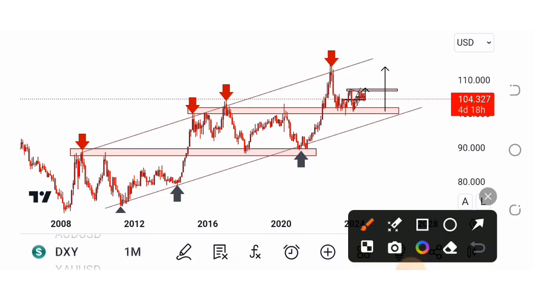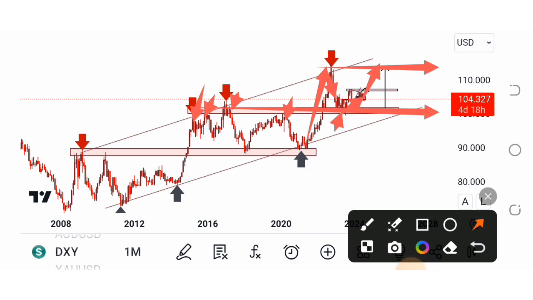You can clearly see that this has been a very strong area of support. In the past it has been an area of resistance for a very long time. When the market broke out, it did come back to retest that area, but so many times it couldn't break below, and at the moment the market is pushing away from that area. So my target of interest, I'm looking at this high as a potential target for this move to the upside, right?